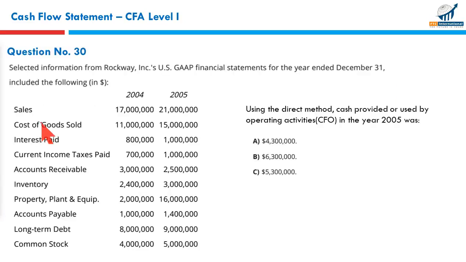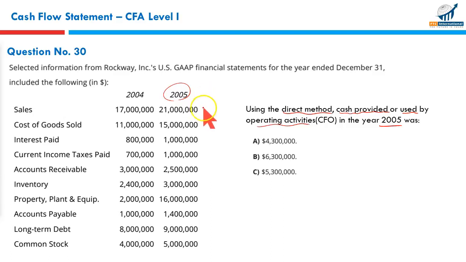Next, using the direct method, calculate the cash provided or used by operating activities. A very, very good question. It's a direct method and just keep your minds open. For 2005, we need to draw up the cash flow from operating activities using direct method.